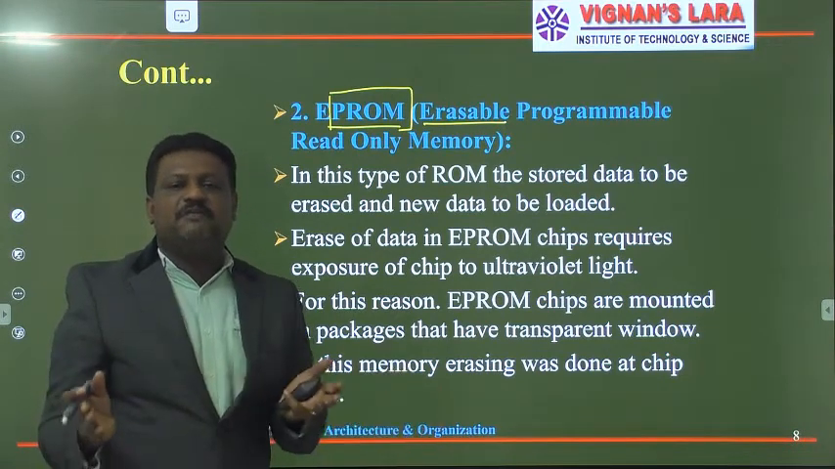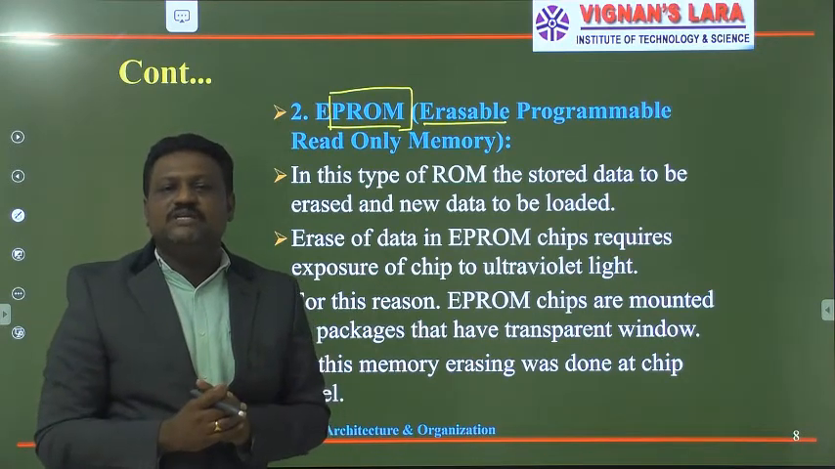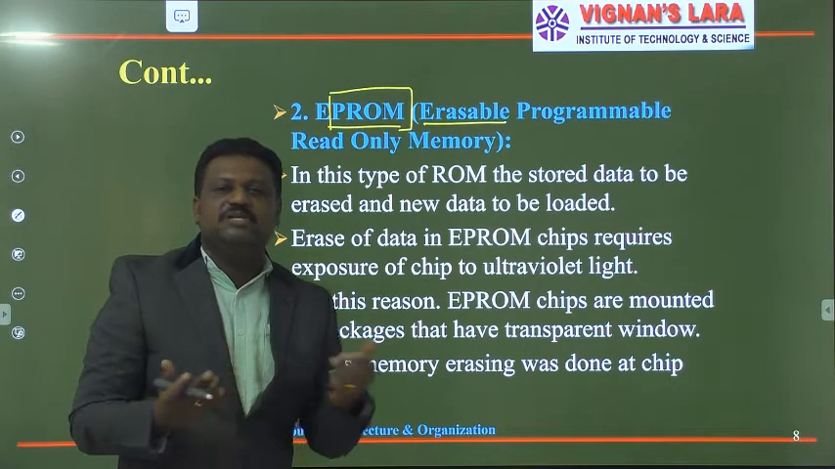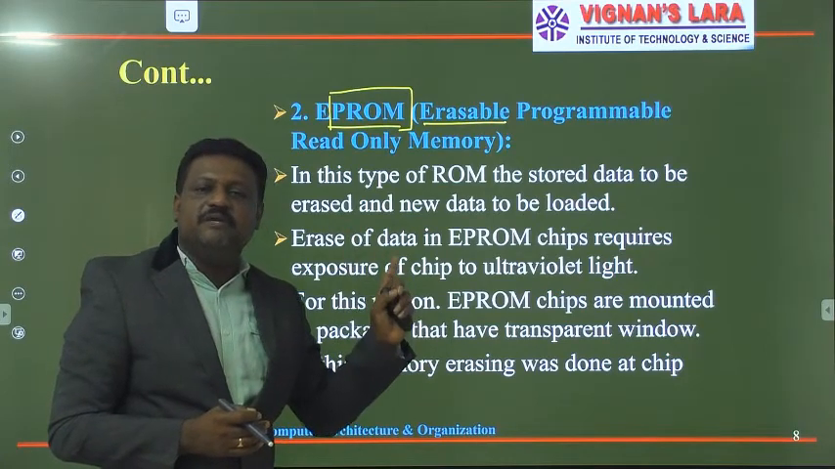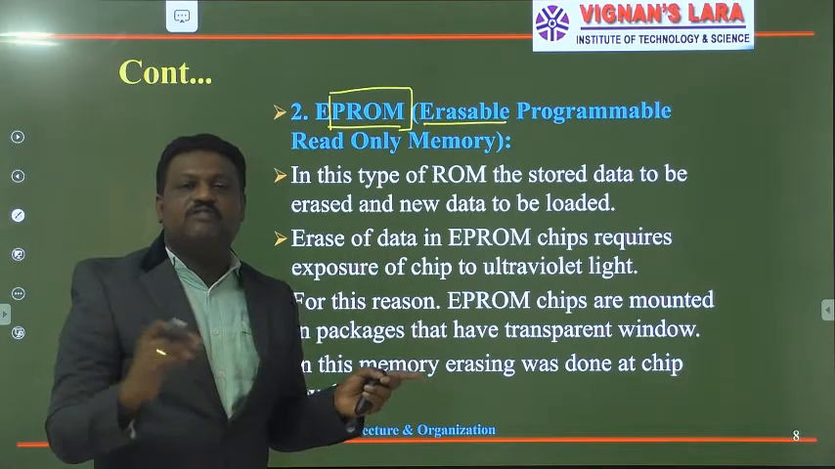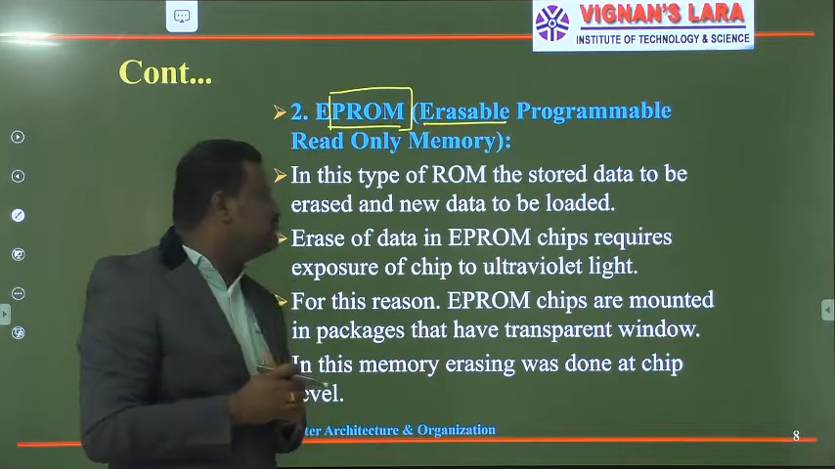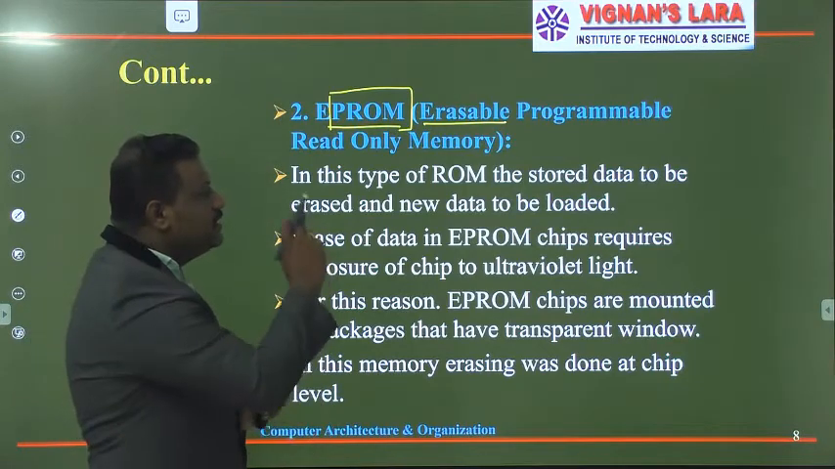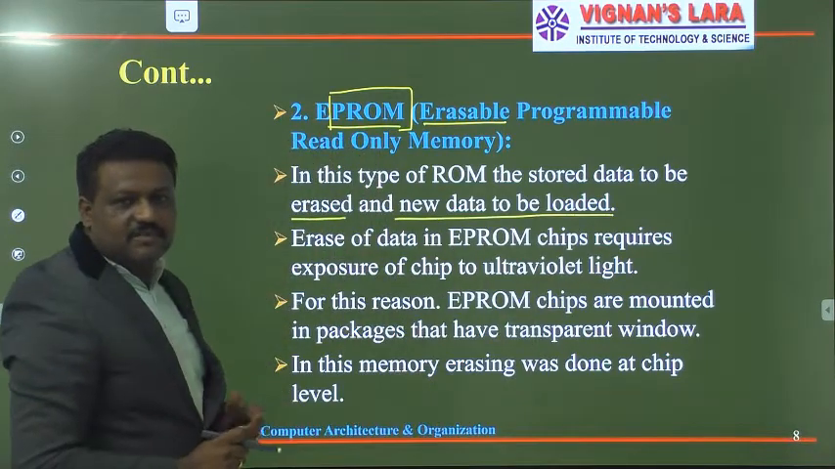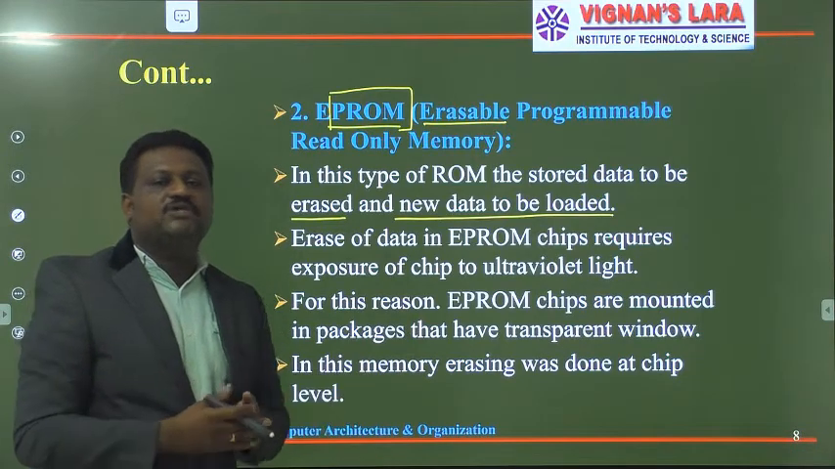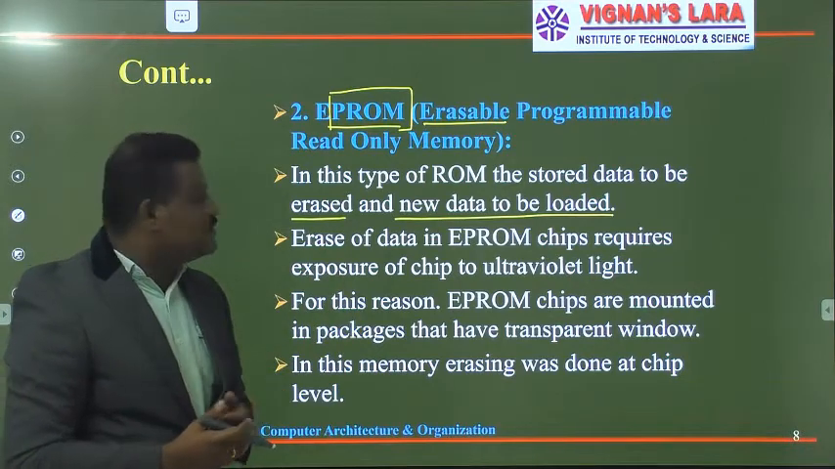That means, irrespective of power failures, once you write something onto any memory location, it stays as it is. There is no chance of losing information in any particular location. That's the meaning of non-volatility. So this erasable programmable read-only memory supports the erasing function along with programmability. At the same time, it also comes under non-volatile memories, which you have to remember. In this type of ROM, the stored data can be erased and new data loaded. So if I want to change any particular location of data, I can erase that location's information and after that I can rewrite it.